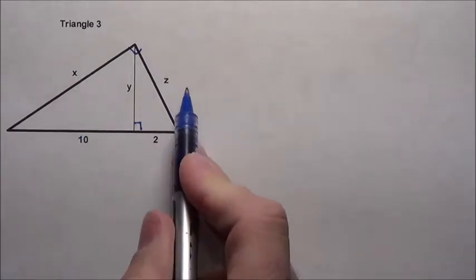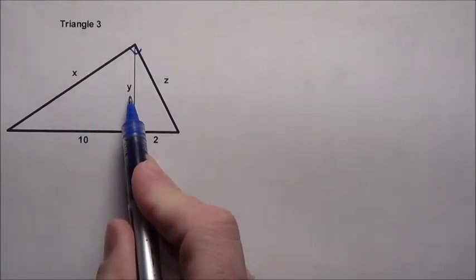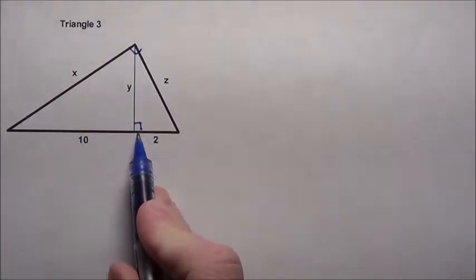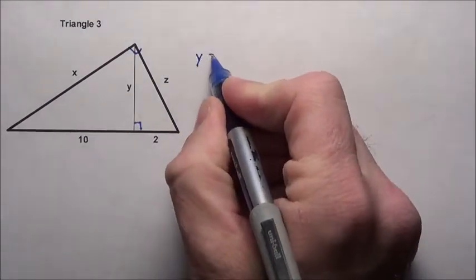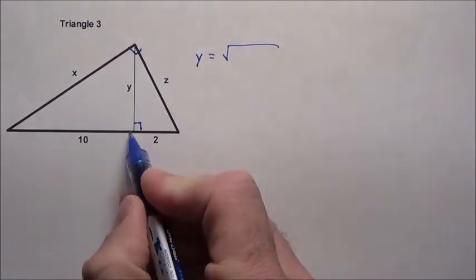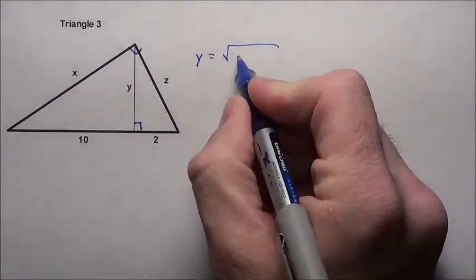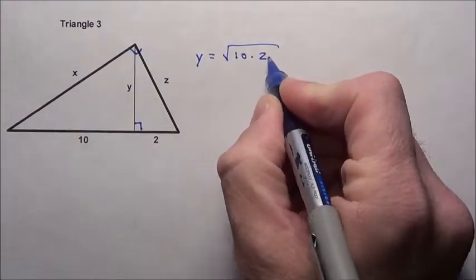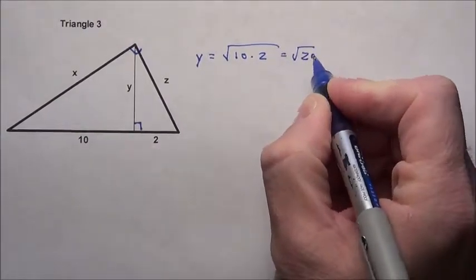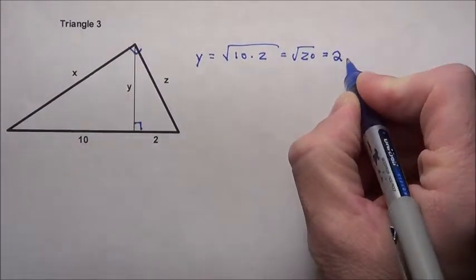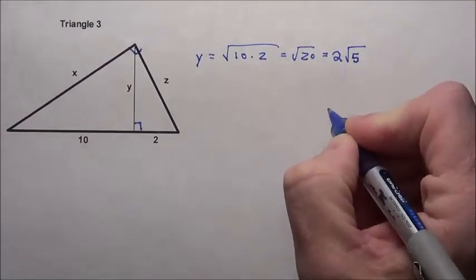Now, to find x, y, and z, let's start with y. Y is always the easiest piece. It's the one in the dead center. The rule is that y is simply going to be the square root of these 2 bottom pieces multiplied. 10 times the 2, so it's simply the square root of 20. Well, we know the square root of 20 simplifies to 2 root 5.